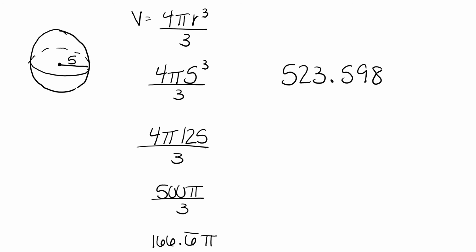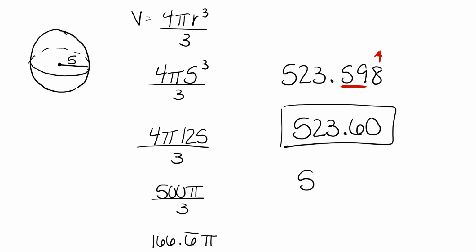The directions do tell us to round to the nearest hundredth. So 59 is in the hundredths place. The 8 tells us to round up. And so 59 rounds up to 0.60. If you prefer, you can also just write your answer as 0.6, as zeros are not important. Either answer is correct.